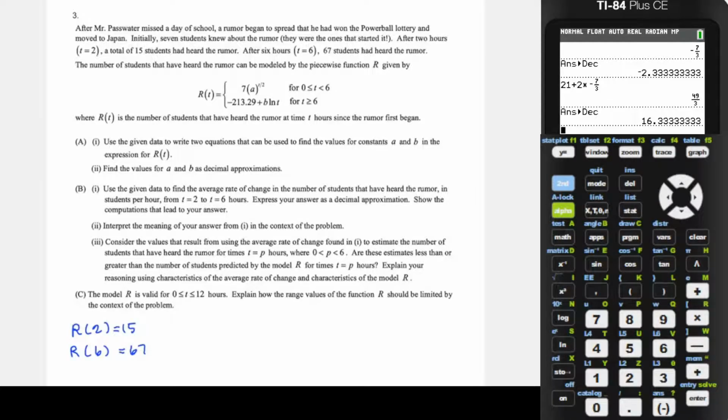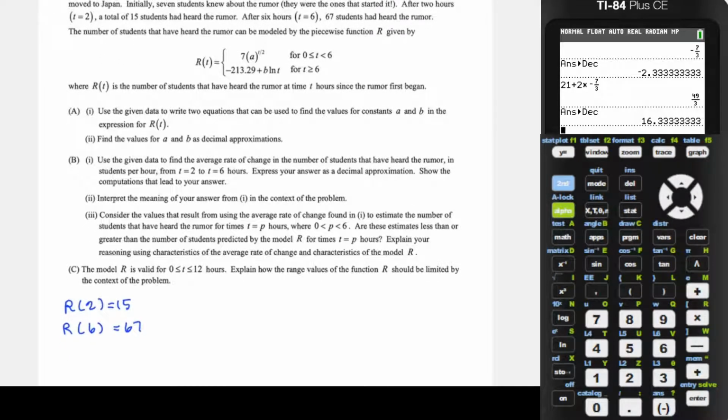Okay, and then the total number of students that have heard the rumor can be modeled by this piecewise model, which is going to be interesting. 7 times a to the t over 2, and negative 213.29 plus b log t. Okay, so what we're going to need to do, this one's going to be a little bit different. We're going to use the data to write 2 equations. I think we'll just be able to solve each equation separately, because a and b are so separate.